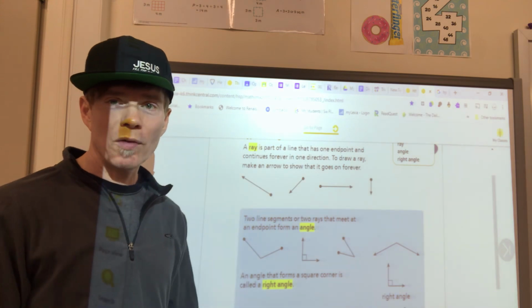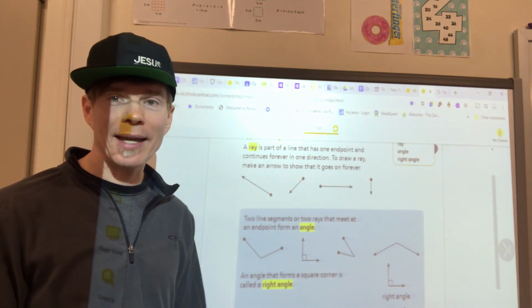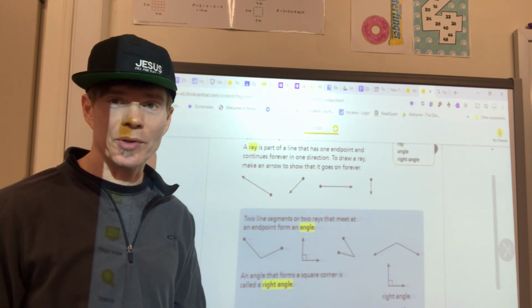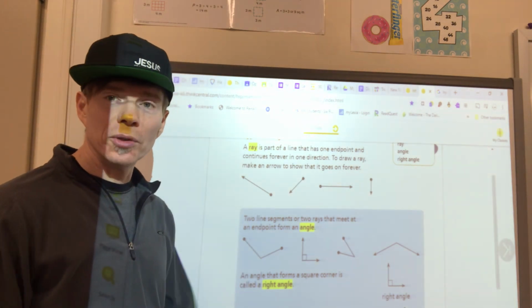I'm going to quickly go over a few things. The beautiful thing about videos is that you can go back and play them over and over again if there's a concept that you don't understand. So, triangles and also angles are closely related.